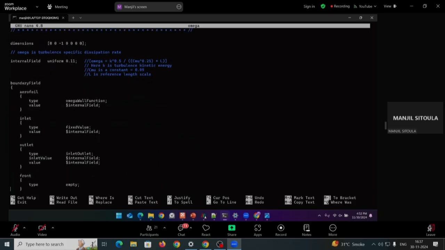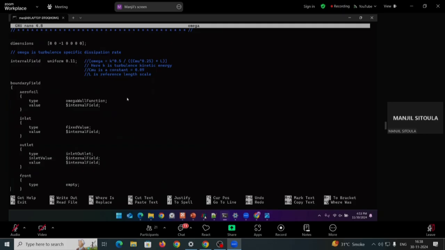We have used the internal field by using this formula, omega equals to k to the power 0.5 divided by a length scale. You can find this formula and calculate your internal field. And we have used the omega wall function. Wall functions are basically used when the y plus value is larger. To simulate cases with adverse pressure gradient, we need y plus to be very small, but we cannot always achieve that because of computational limitations. In this case we have used the omega wall function because our y plus is greater than 30, that is from 30 to 200. We can use this wall function.